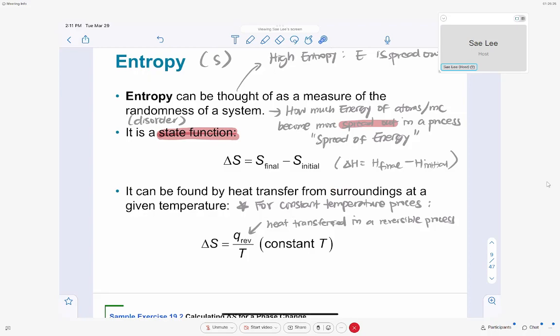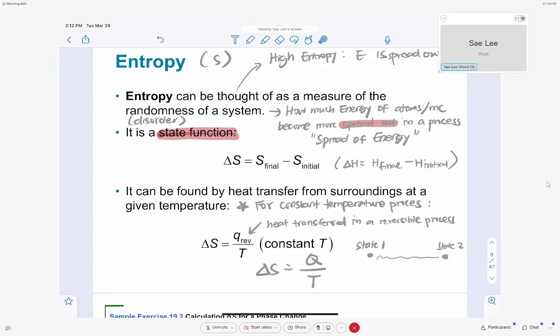Okay, so this equation can also be used for heat transfer in an irreversible process as well. So we can label this as delta S equals Q, heat in general, divided by T. It can be used for the irreversible process too, since we've learned that the path is not important for entropy because it's a state function, right? So let's say you have state 1 and you're going to state 2.